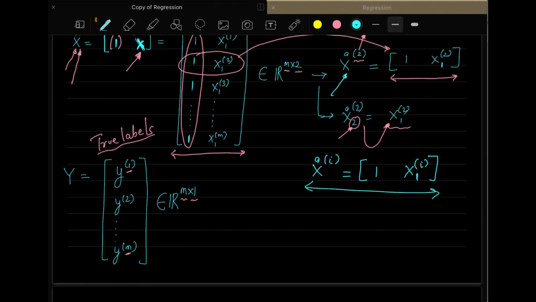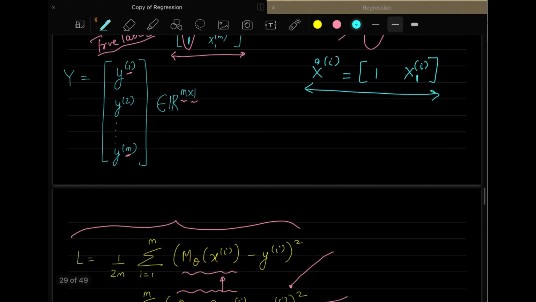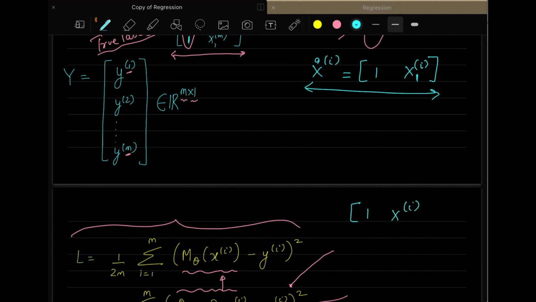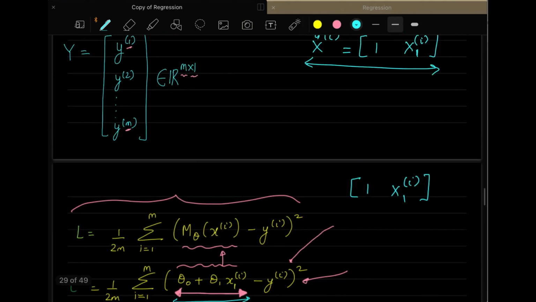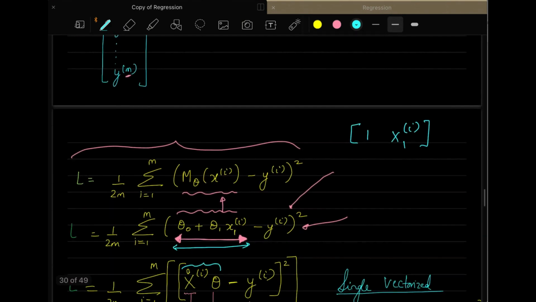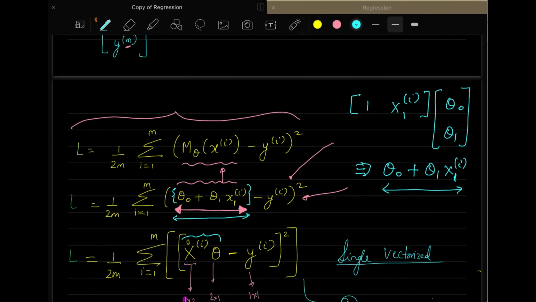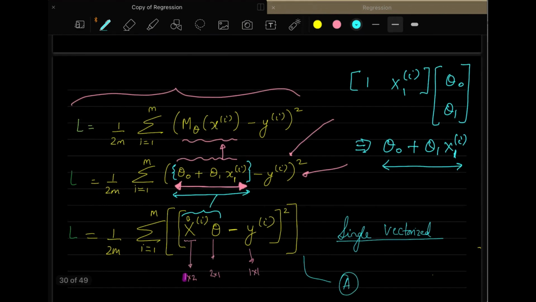Everybody agrees with this or not? So this is the ith row, and what is your theta? You have defined theta as this one, written over here as theta 0, theta 1. So when you multiply these two terms together, what will you get? You will get theta 0 plus theta 1 xi 1. So this expression is the same as this expression. Instead of writing this expression, I am writing it in a matrix format, which is given over here.